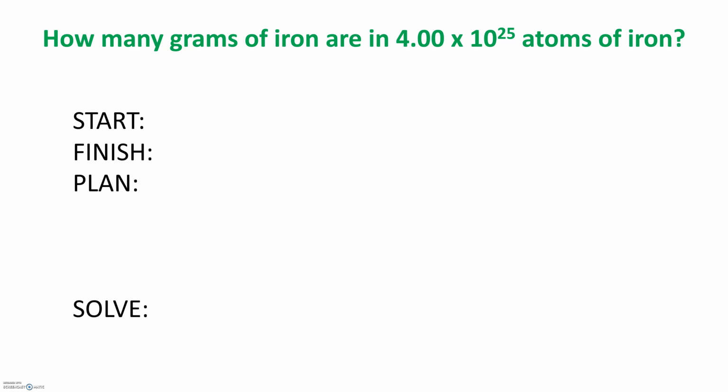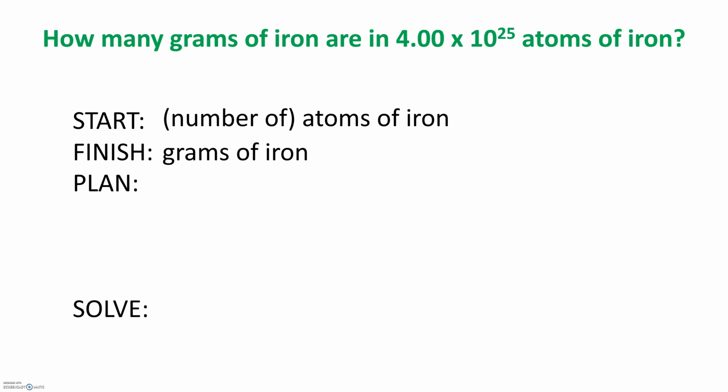All right. So again, the question is, how many grams of iron? That's what I'm trying to find. I put that in my finishing spot, and I'm starting with the number of atoms, 4.00 times 10 to the 25th. I put my start at the beginning, my finish at the end, and then I realize I don't know how to get from numbers to grams directly. But I can do it because they're both related to the mole. So I'll put the mole in the middle, and then I will connect my beginning to the middle and my end to the middle.